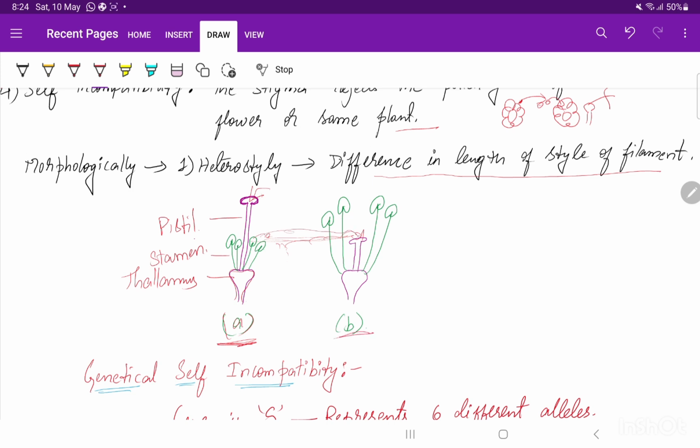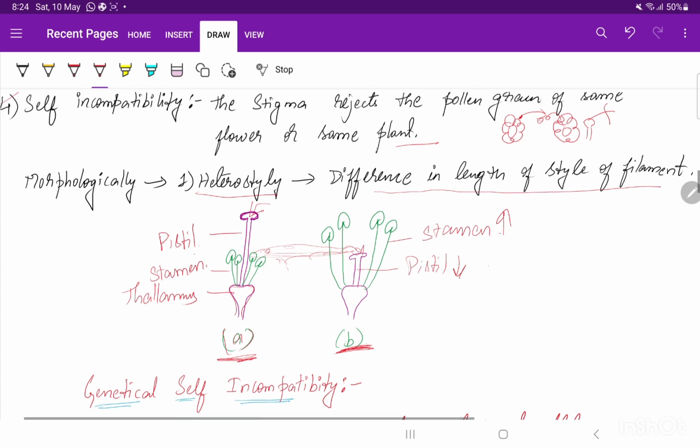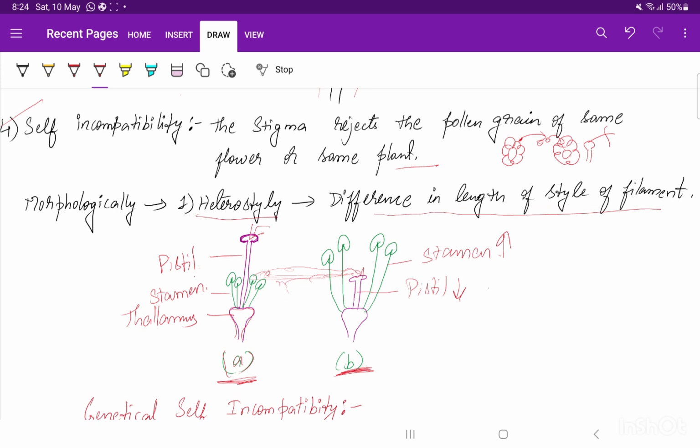But in the B diagram, the thalamus, which has the pistil and stamens, here the length of the stamen is more but the pistil is less. So in this way, that morphological difference in the length of filament and style is seen. That condition is called heterostyly. I hope it's clear. Heterostyly is a morphological evolution of plants or flowers to promote cross pollination.